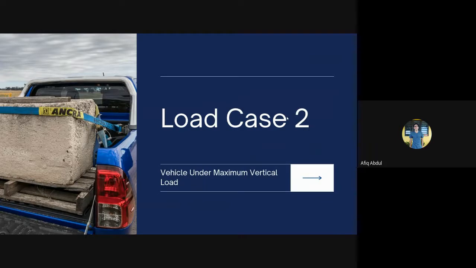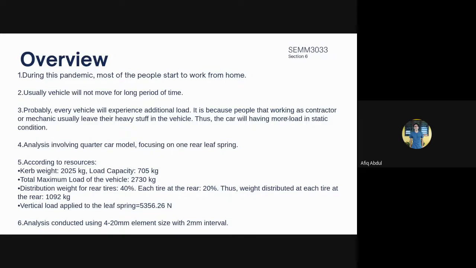Okay, next we will go through load case 2, which is when the vehicle is under the maximum vertical load. Basically, during this pandemic, most people started to work from home, so usually the vehicle will not be moving for a long period of time. Then probably every vehicle will experience additional load, because people working as contractors or mechanics usually leave their heavy stuff or belongings in the vehicle. Thus, the car will have more load in static condition.